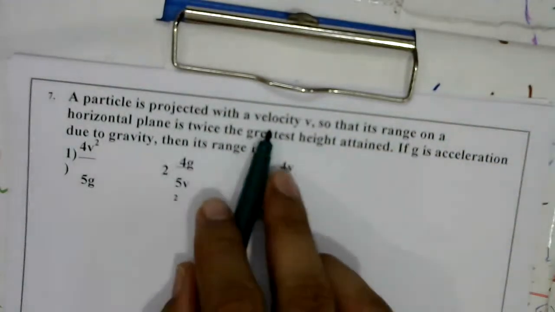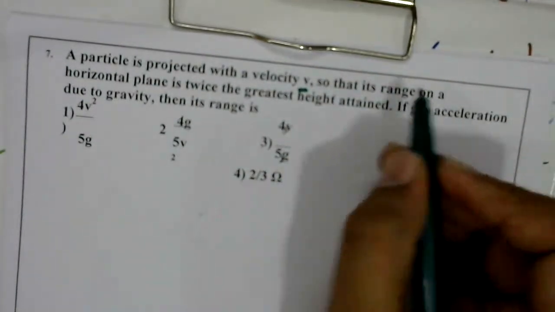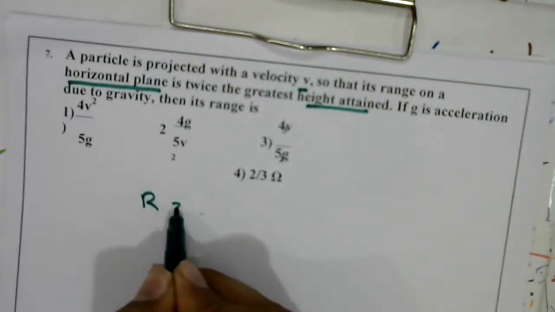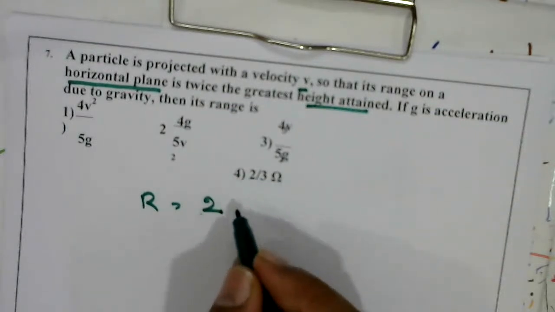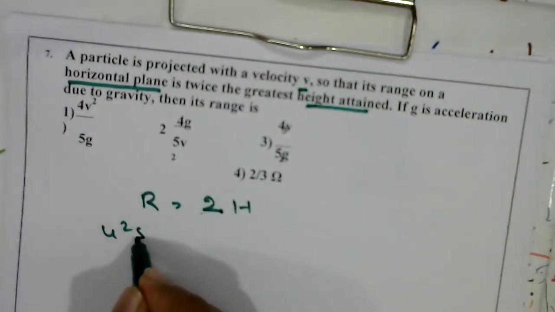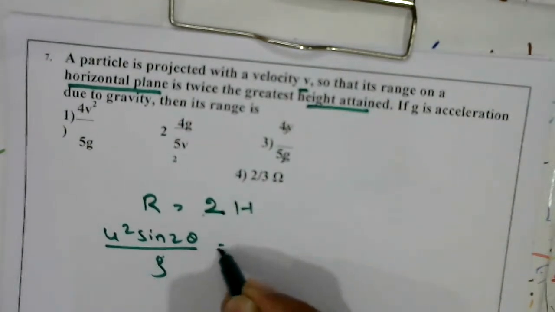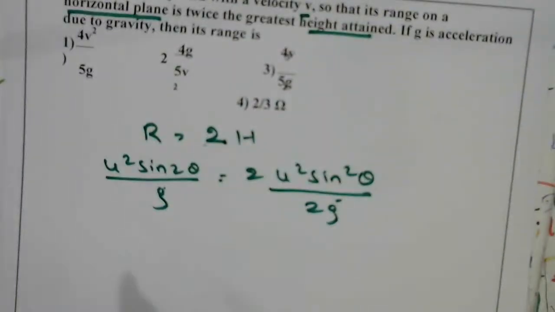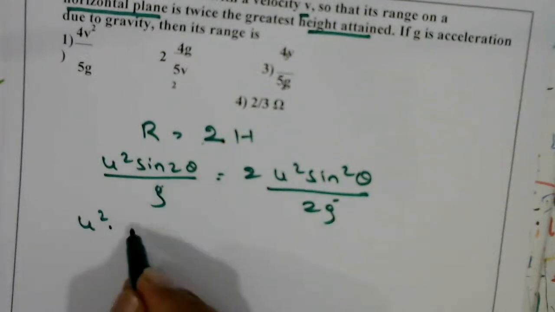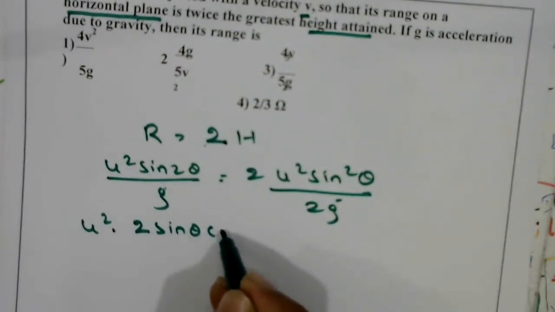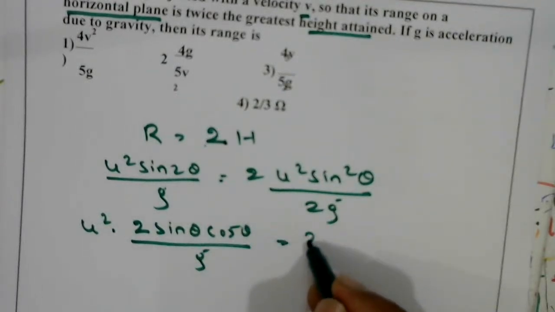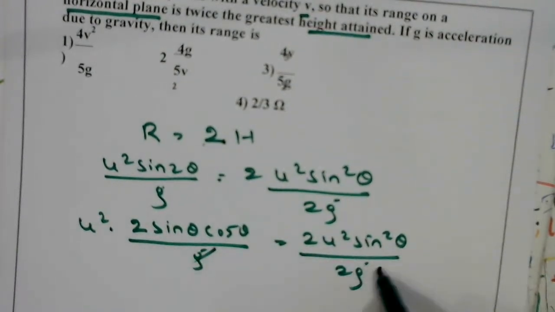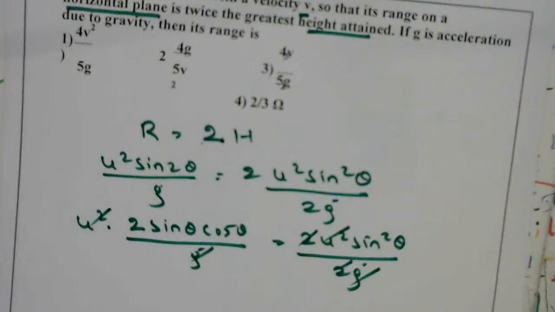A particle is projected with velocity v so that the range on the horizontal plane is twice the greatest height attained. It means the range is equal to twice the greatest height, 2h. We can write u square sine 2 theta upon g is equal to 2 into u square sine square theta by 2g. On the LHS, u square as it is, and sine 2 theta can be written as 2 sine theta into cos theta upon g. g gets cancelled, 2 gets cancelled, u square gets cancelled.